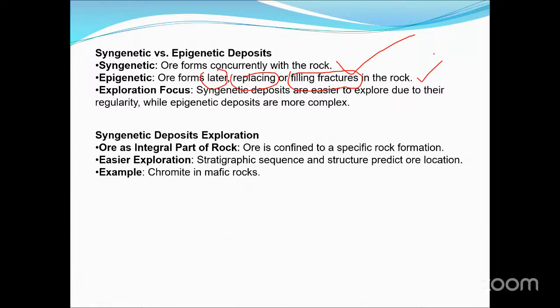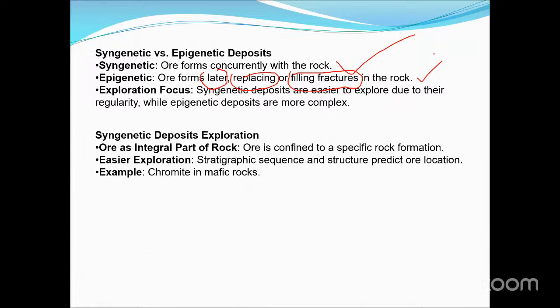So ore is an integral part of the rock. Ore is confined to a specific rock formation, so the ore itself is present in the rock formation. Whereas epigenetic ore forms after, by replacing or filling the fractures. And exploration is easier because the stratigraphic sequence and structure predict ore locations. An example is chromite in mafic rocks.